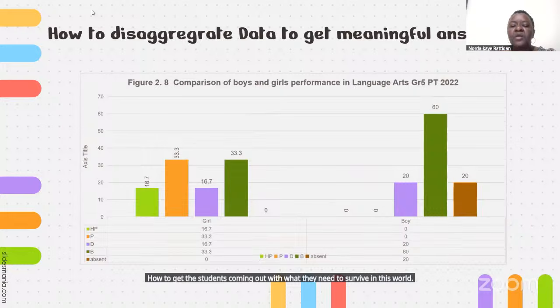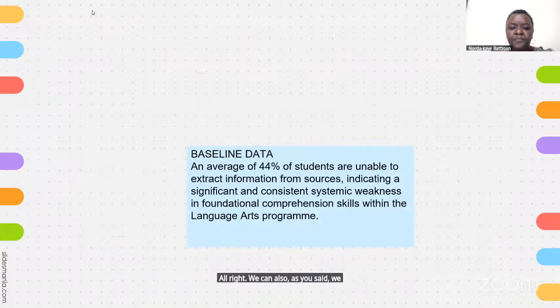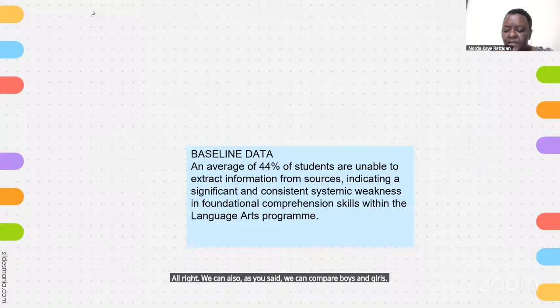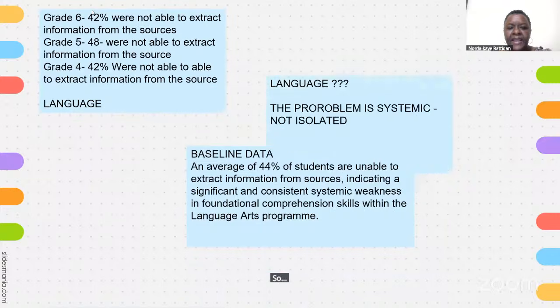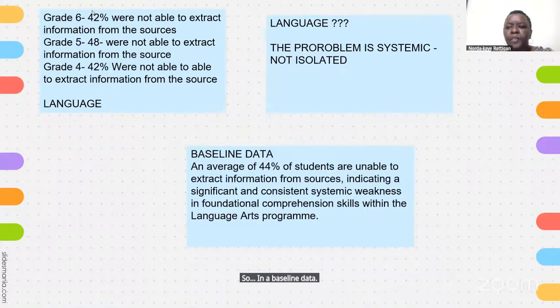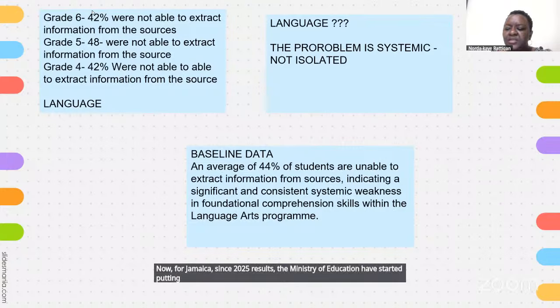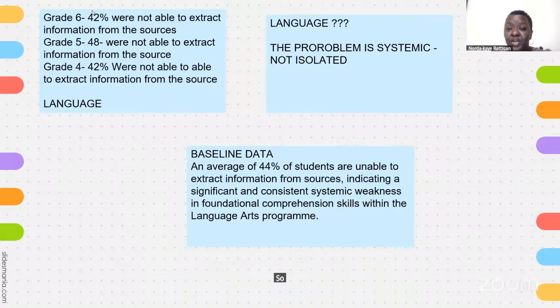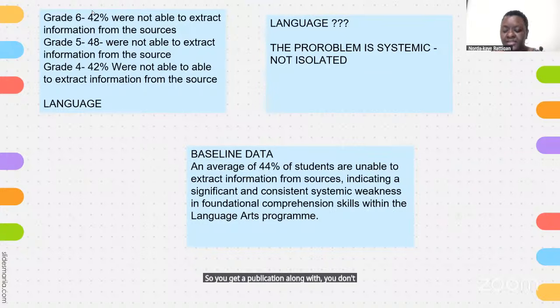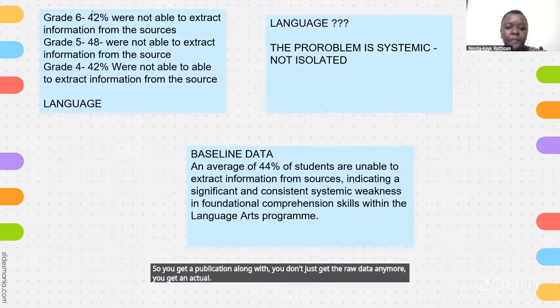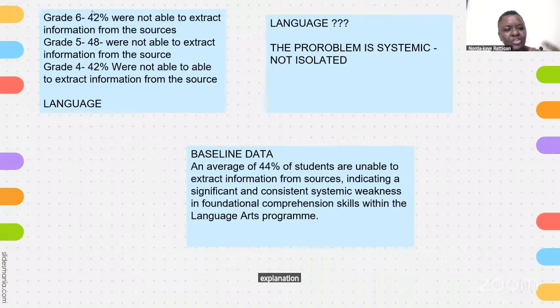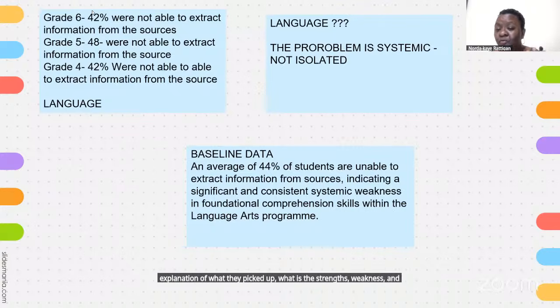All right. We can also, as we said, compare boys and girls. And I'm just going to give you a little scenario here. So in a baseline data, now for Jamaica, since 2025 results, the Ministry of Education have started putting out detailed evaluations of the PEP results. So you don't just get the raw data anymore, you get an actual explanation of what they picked up, what the strengths and weaknesses are, and recommendations to move forward.